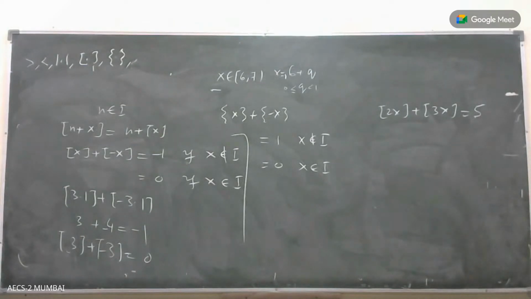X will lie between 1 and 7 by 6, is that right? Estimation. 7 by 5. 7 by 5.